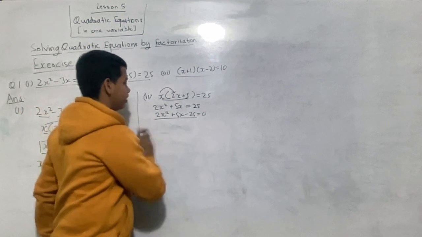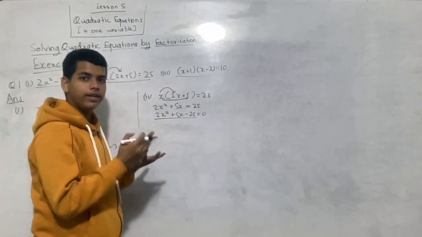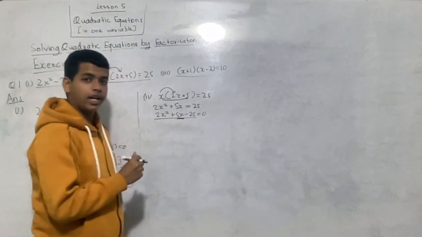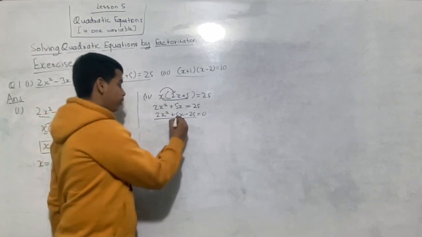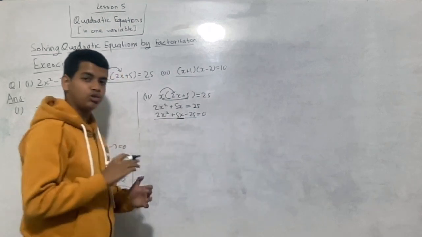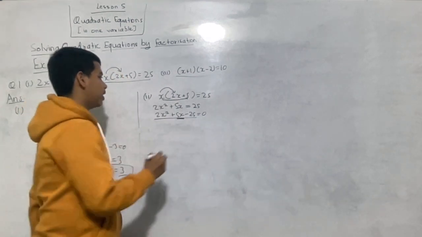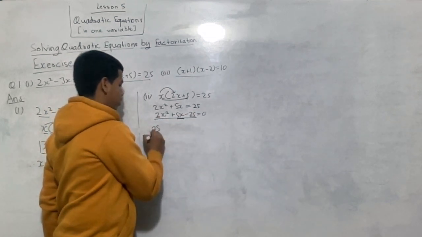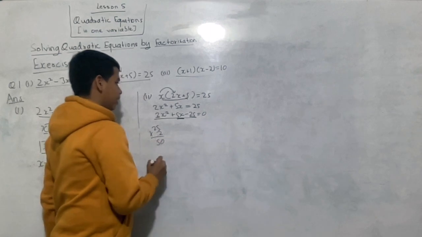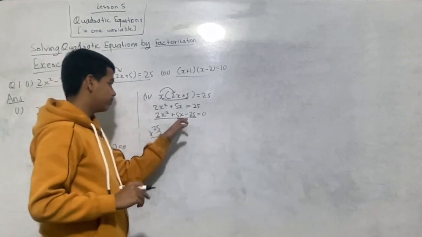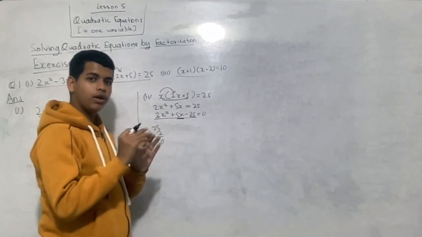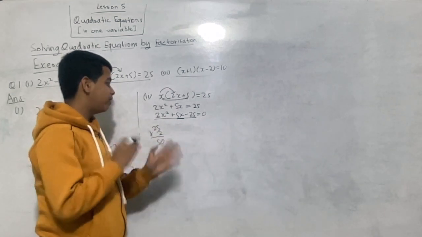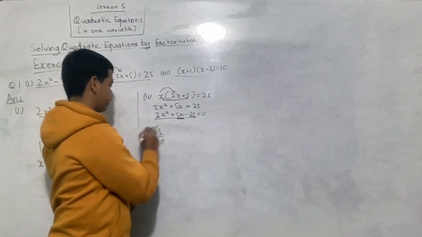Now here, as you can see, there is nothing common. So how can we factorize it? We are going to split the middle term, which is 5x. That's why it is called middle term splitting. We are going to split 5x into such numbers, like here 25 into 2 is 50, and we have to split it into two numbers that when we add or subtract them we get 5x, and when we multiply them we get minus 50.